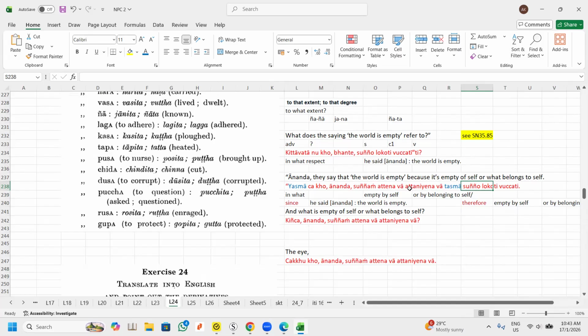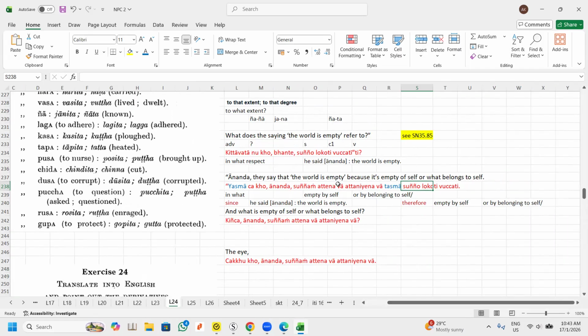Attanayena, that means, can you see this is a compound, atta plus iya, ina, that means it's ablative. That means therefore, empty by self. Can you see? That means it's empty by self. Can you see this part? Empty. This part, two parts.